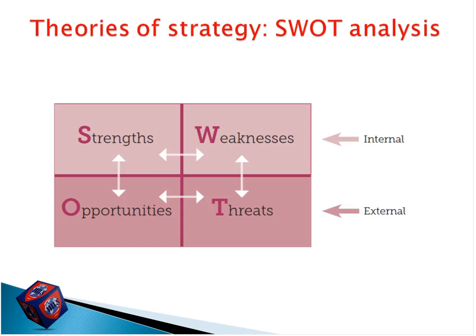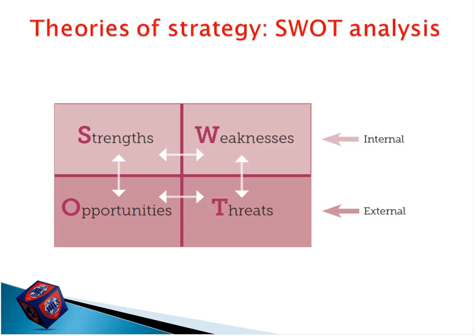Then we have weaknesses, which again will be addressing the internal issues of a company. However, it's the negative aspect of it. For example, if that company is into production, let's say the production of the specific goods which they are producing is very complicated, very complex. That's considered a weakness of that company.